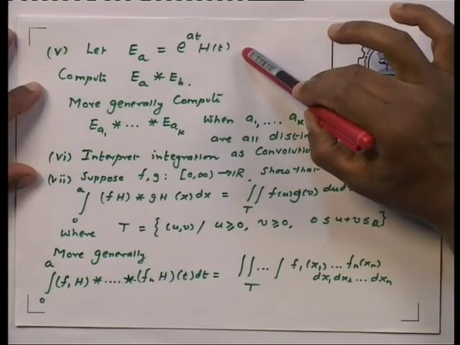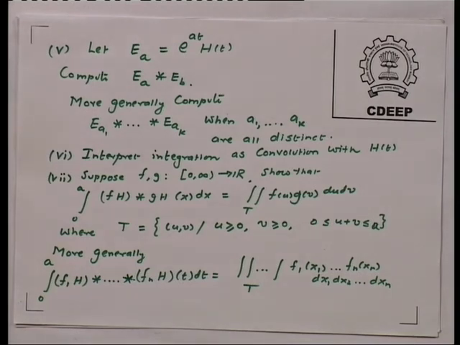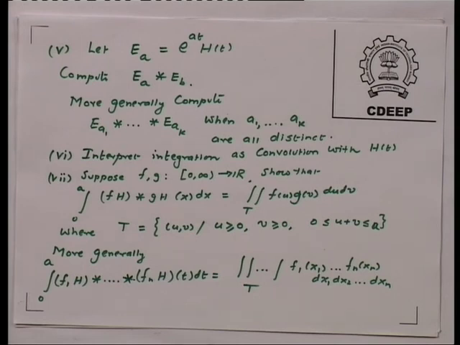And here is another list which is very big, but I don't want you to write all the problems. I just want you to jot down the first one. e sub a equals e to the power at h(t). Compute e sub a convolved with e sub b. More generally, compute e sub a1 star e sub a2 star, etcetera, e sub ak, when a1, a2, ak are all distinct. Okay, just write these two.